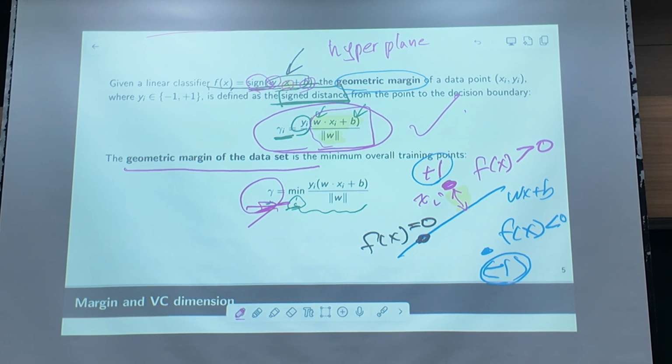This part, this yellow part, is the distance from that hyperplane to that point xi. This is the signed distance. Then you multiply it by the label. I'm considering binary classification, and the label is going to be +1 and -1, not 0 and 1, but +1 and -1.